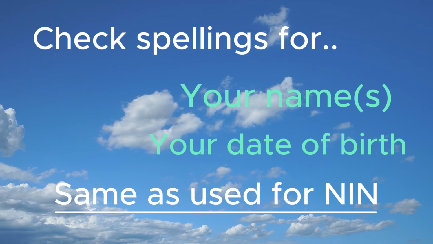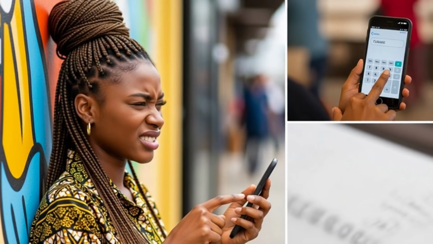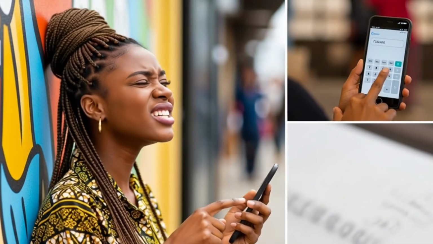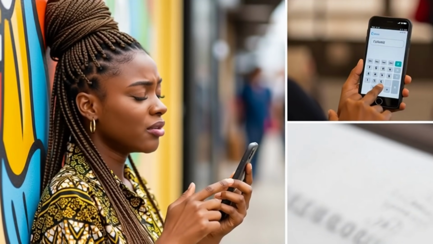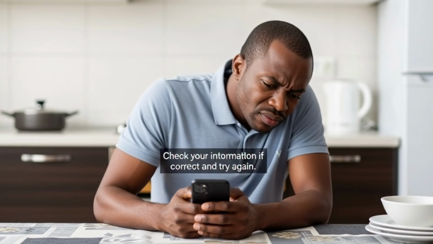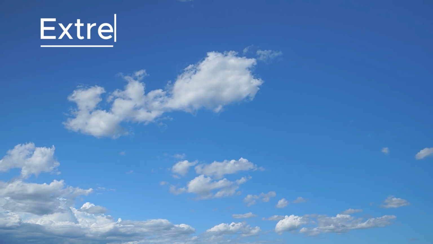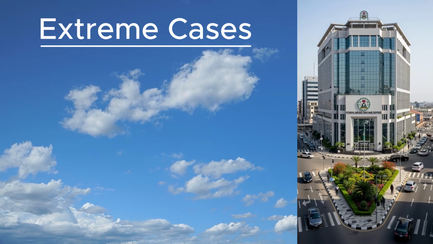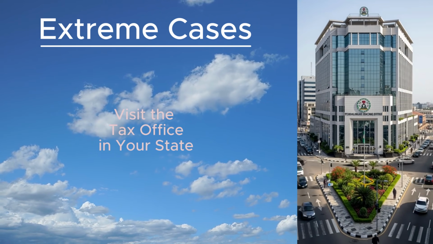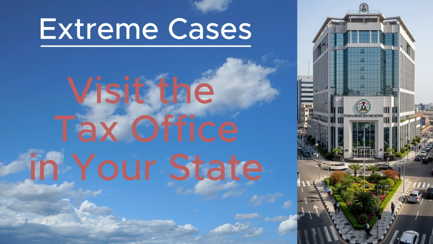So the problem is not you getting your tax ID out by using the system. The problem is you remembering exactly what you used to register your NIN. So check your spellings again, check the numbers again, and try it again. The point is to always try the simple part first. However, if it still doesn't work after doing all you can, then it is advised that you visit the tax office in your state with documents to help you through.